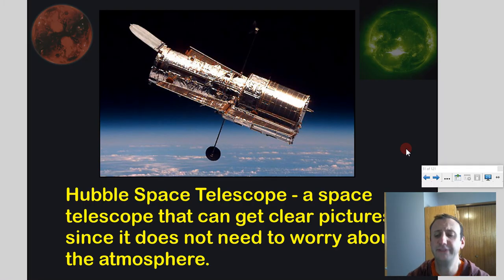We should take a look at some images from the Hubble Space Telescope. It's really quite neat. But the big advantage is it's outside of the Earth's atmosphere, so we don't get that twinkling effect, that distortion from the atmosphere. We don't have to worry about clouds, so it gets much clearer images than we can get on Earth.